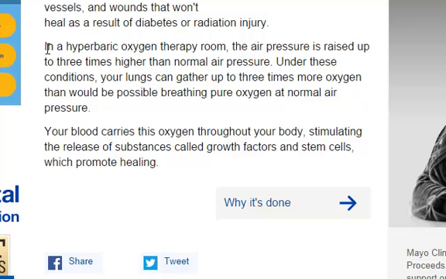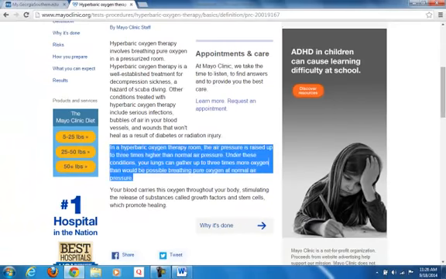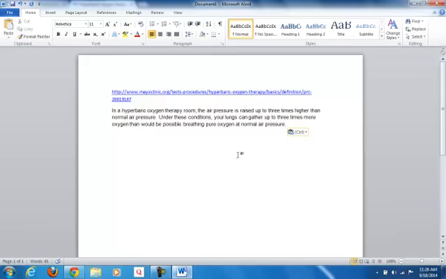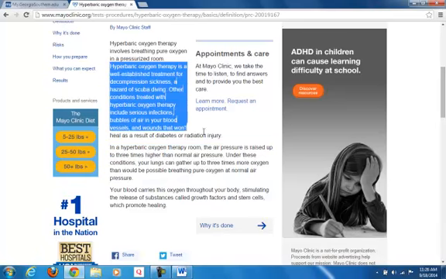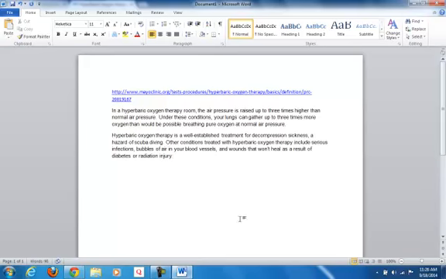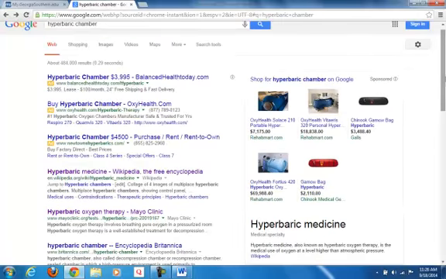I will go, say for this little spot right here, the paragraph on what's in a hyperbaric chamber, I will just copy it, go to Word, and paste it in there. And then I'd go back and see what else is there. I like this paragraph right here, so I will copy and paste it for future reference as well. Now that I got a couple of things from the Mayo Clinic site, I'm going to go back one step and start looking at other sites.